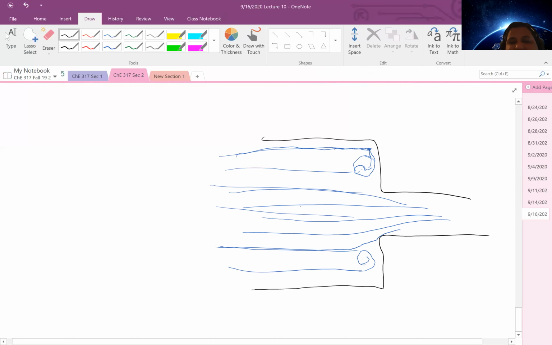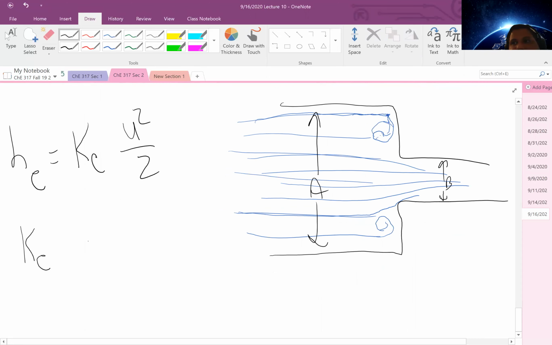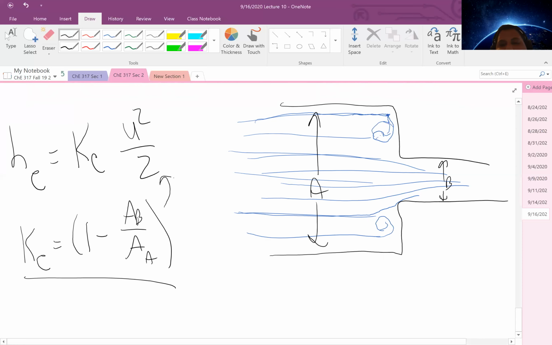And so what we see is if we denote this A, we denote this B, we find a similar expression for contraction losses, H sub C is equal to KC U squared over 2, where our contraction coefficient is 1 minus area of B over area of A. And so by identifying our contraction coefficient, we can then calculate our expected frictional dissipation due to fluid contraction.